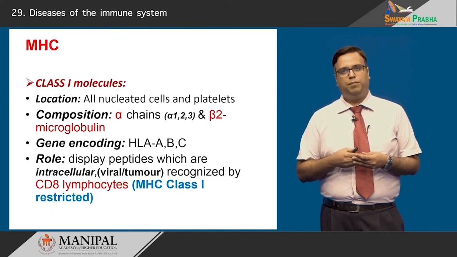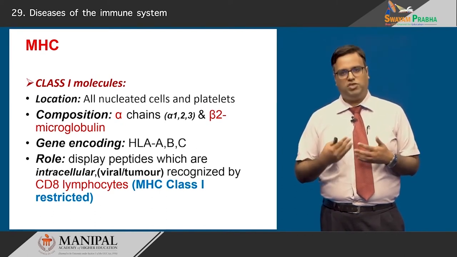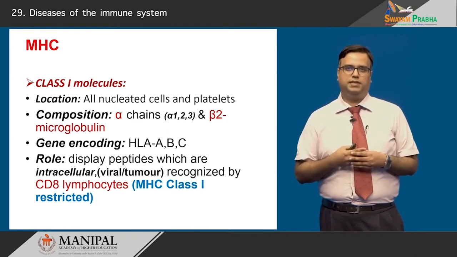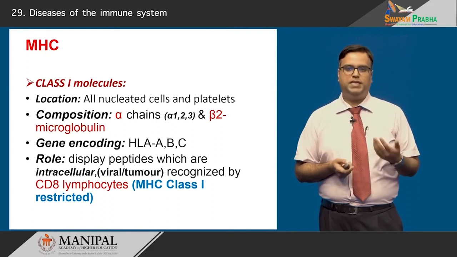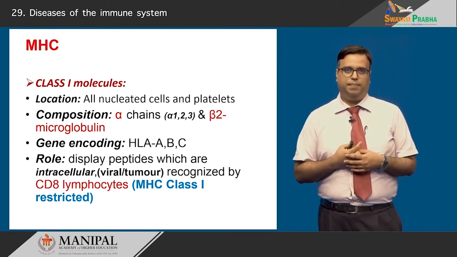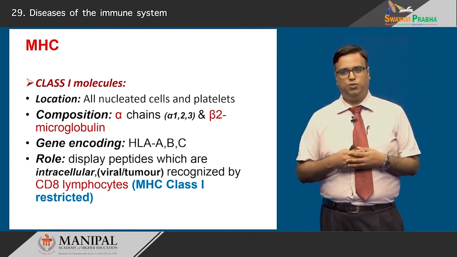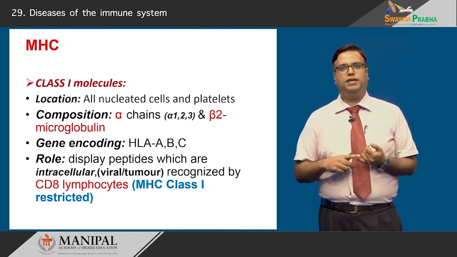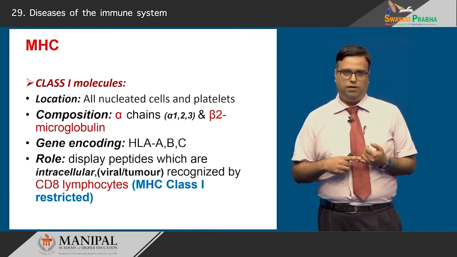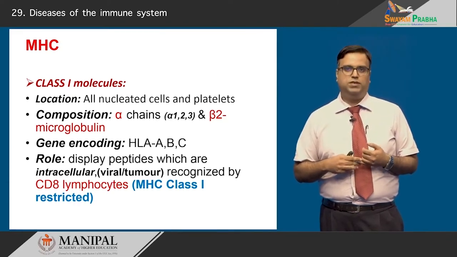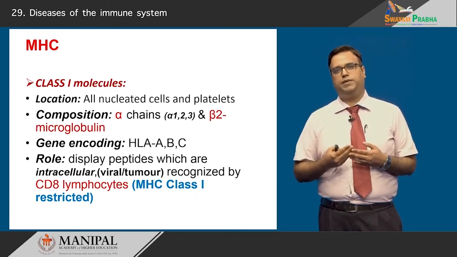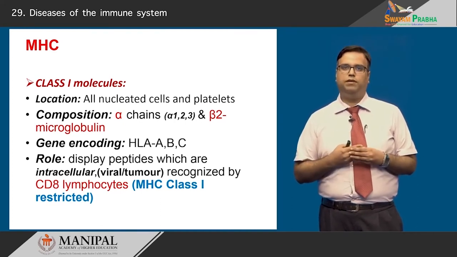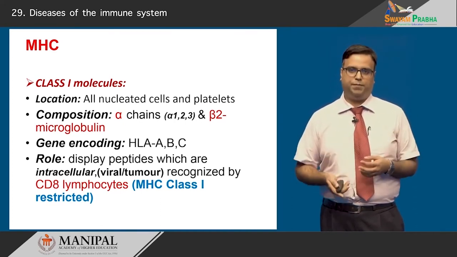They display peptides, like I told you, in a form or shape which is best recognized by the T cells. That is, a class 1 molecule usually displays peptides which are intracellular, either from a virus or a tumor, and they are recognized by only CD8 lymphocytes. So this is what is called class restriction. CD8 lymphocytes will recognize peptides or antigen only when presented in conjunction with MHC class 1 molecules. This restriction is very important because the reaction is very specific.